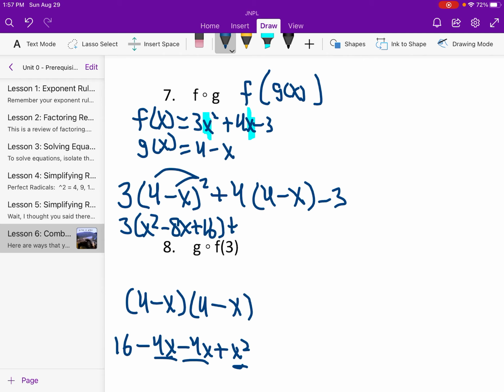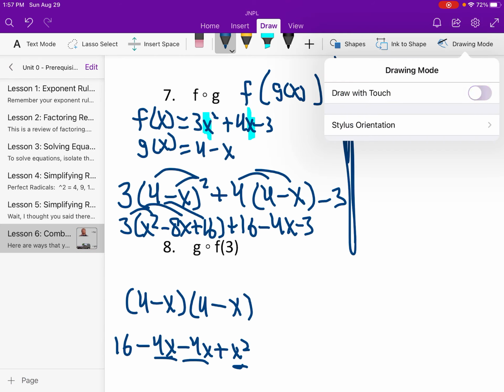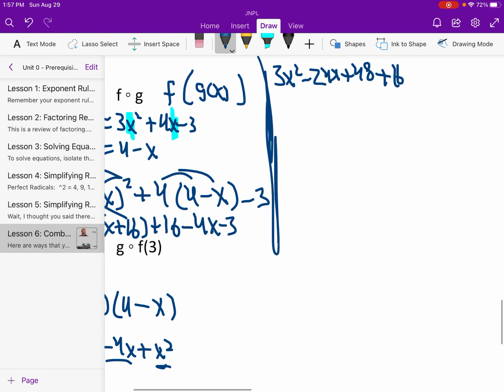And then here we can distribute this: 16 minus 4x minus 3. That's a lot of work already, so that's why you might not like that composite function. Let's just separate this. Now we're going to distribute this 3. That would give us 3x squared minus 24x plus 48, plus 16 minus 4x minus 3. Combine like terms.